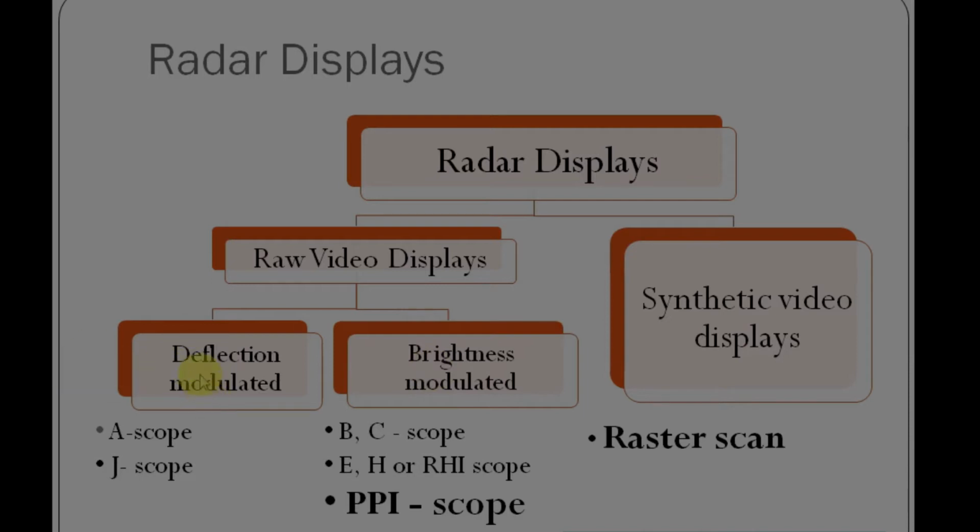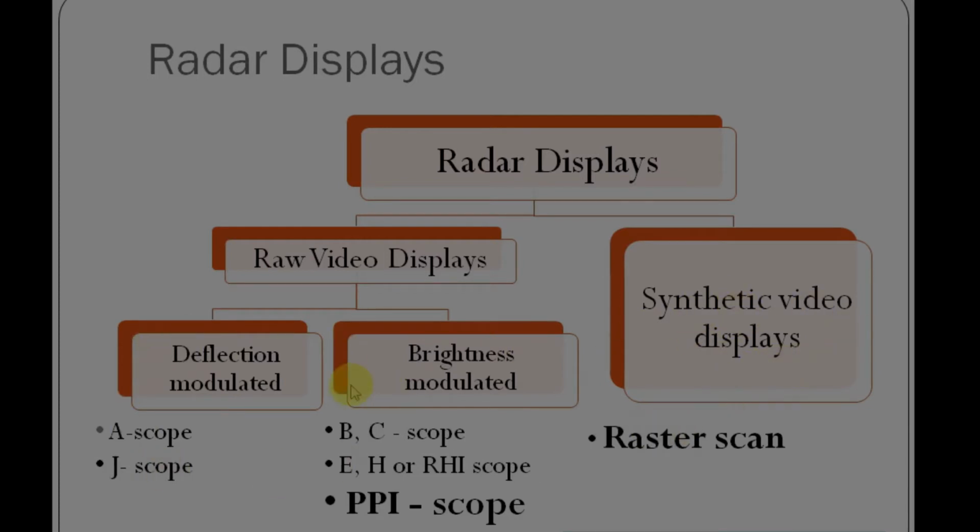Earlier, in the 1960s, CRTs were more popular for displaying scope signals, so the radar people utilized the same methodology at that time. Up to 1985, radar displays were mostly deflection modulated and brightness modulated. And now these days people are using the raster scan method, and some people also use LCD and plasma kinds of displays, which come under the synthetic video display.